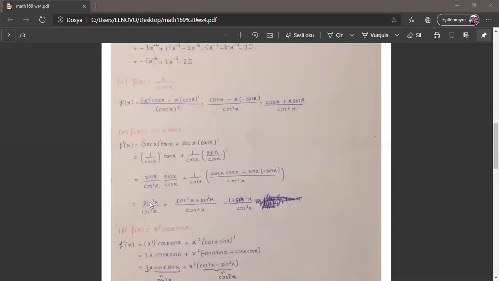Okay, so you have here sine squared over cosine to the 3 plus, here you have cosine squared, sorry, plus sine squared, okay, over cosine to the 3. This is equal to 1, remember this identity. So you have 1 plus sine squared over cosine to the 3.